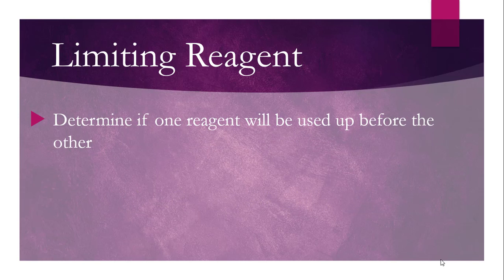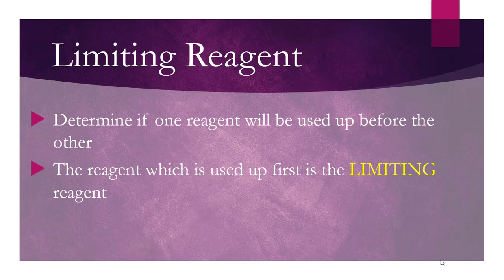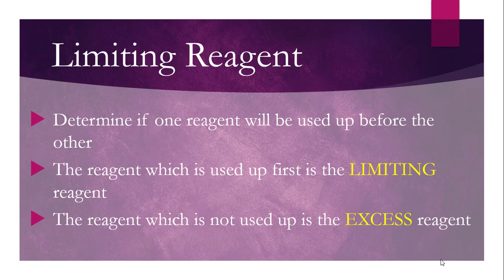What you need to do is figure out if one reagent will be used up before the others, and once the reagent is used up, the reaction stops. If a reagent is used up first, it is called the limiting reagent, and once the limiting reagent is used up, all of the other reagents are called the excess reagent.